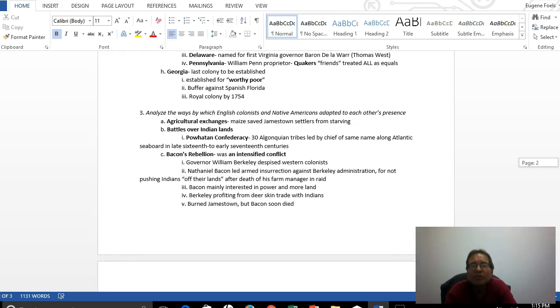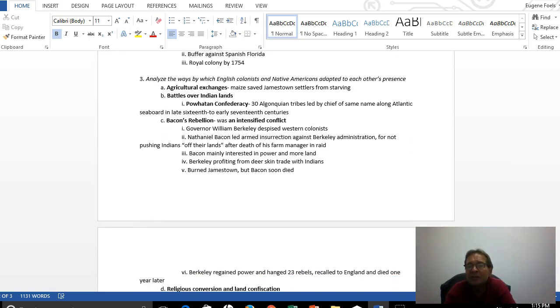Analyze the ways in which the English colonists and Native Americans adapted to each other's presence. We've already talked about some of this in Chapter 1. There were the Columbian or agricultural exchanges. There's many, many battles over the lands. And eventually, the Europeans are going to take the Native American lands. The Algonquins were along the English seaboard.